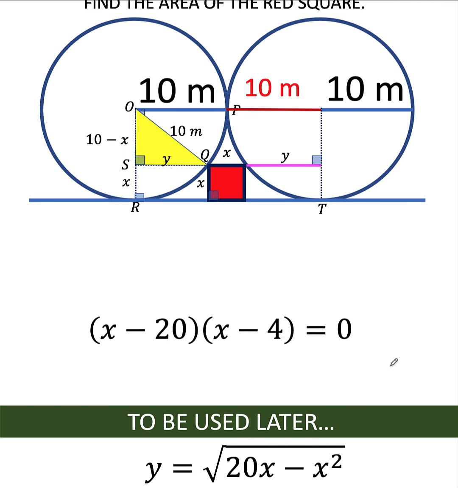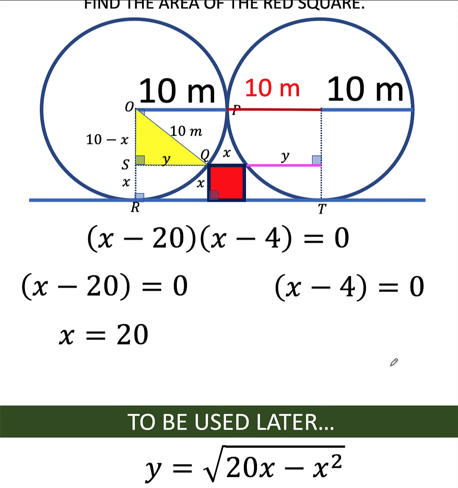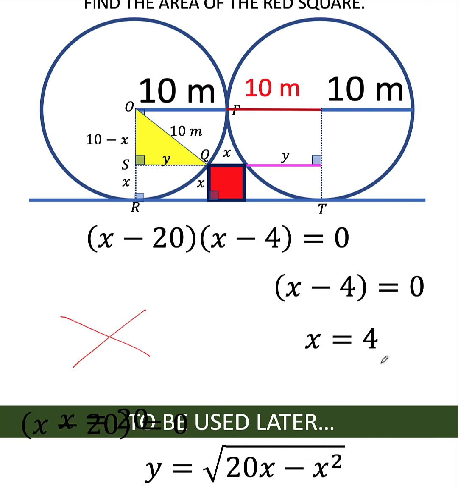Then using the zero product property, x minus 20 is 0 and x minus 4 is also equal to 0. Which means that x is equal to 20 and x equals 4. Notice that the radius OR is 10 meters and x is just a subset of OR. Therefore, x cannot be more than 10, and so x equals 20 is an extraneous root. We only accept x equals 4.